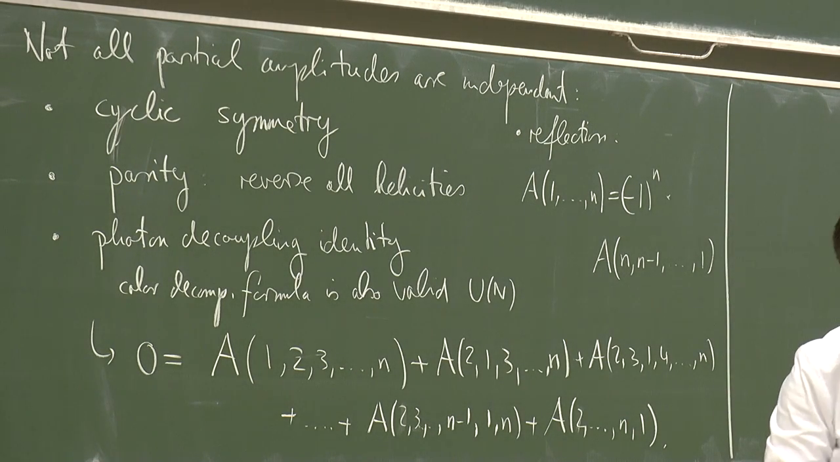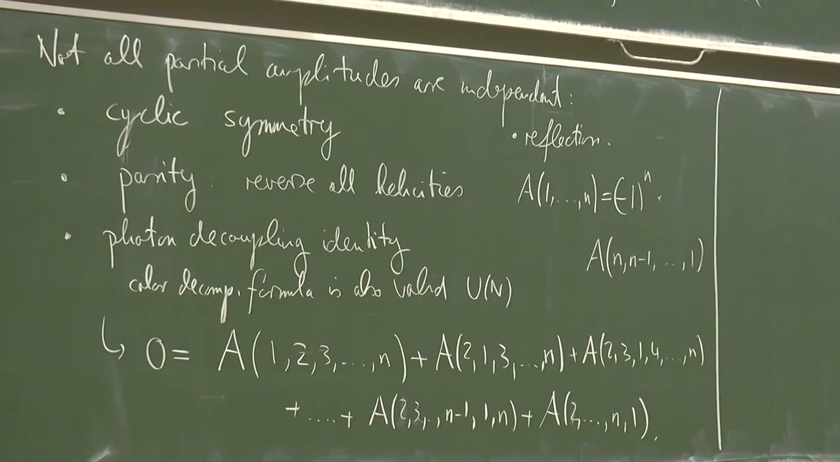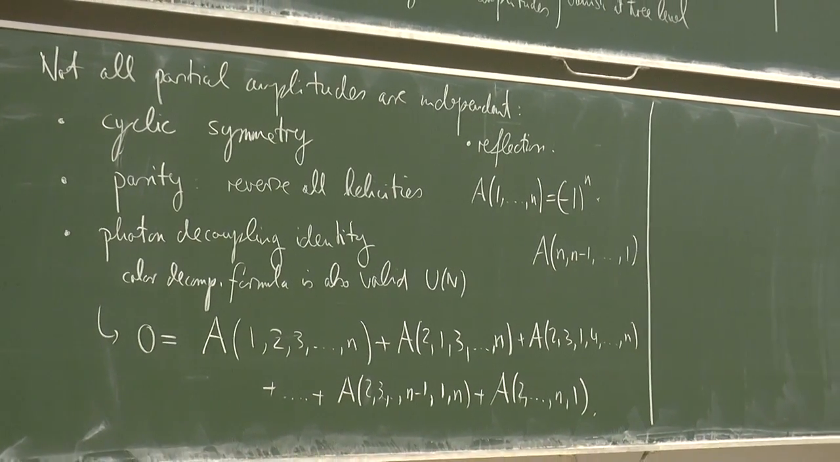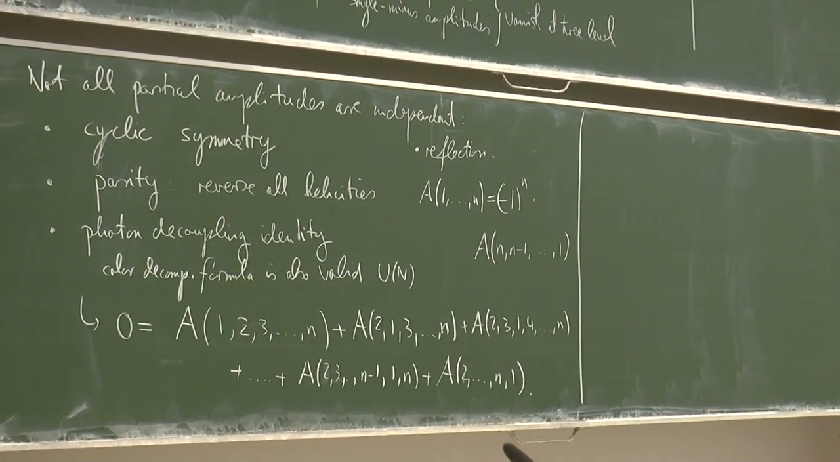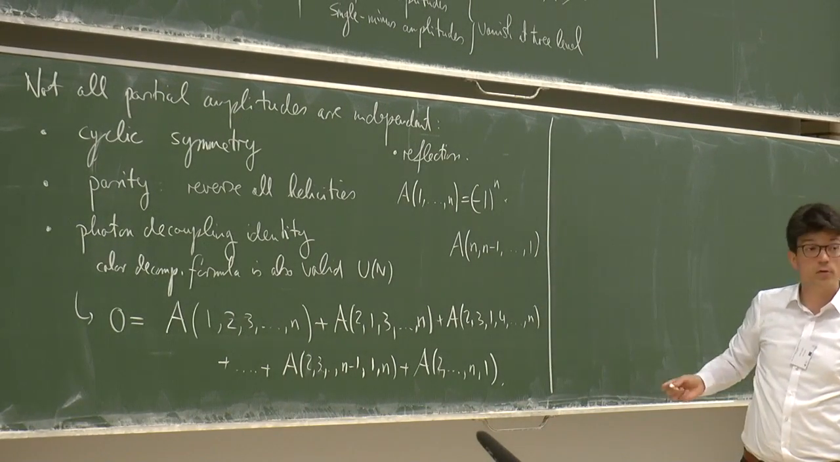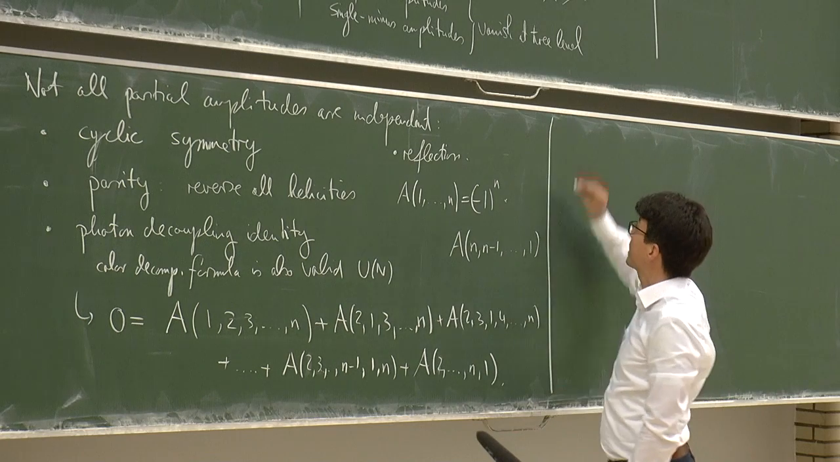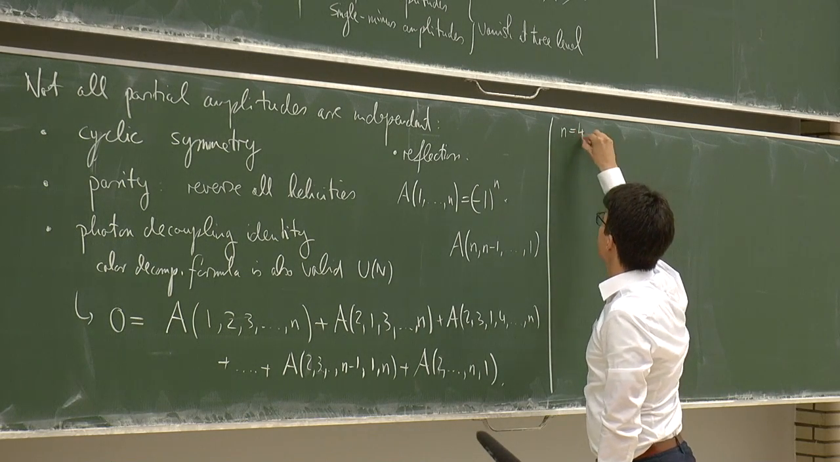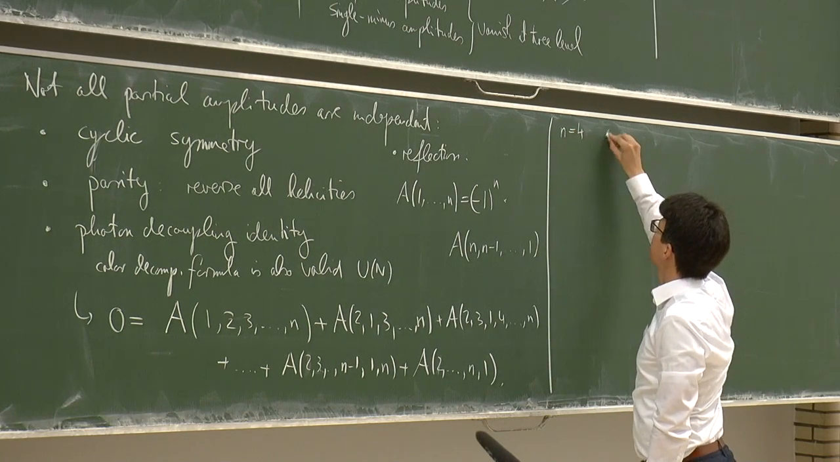All right, so you see that there are actually lots of relations between these partial amplitudes, and that means that in general you don't need to compute all of them individually. Sometimes it's sufficient that you just know one or two, and then you have all the information you need for the full amplitude. The simplest case, let's look at this in an example, is the 4-particle scattering case.